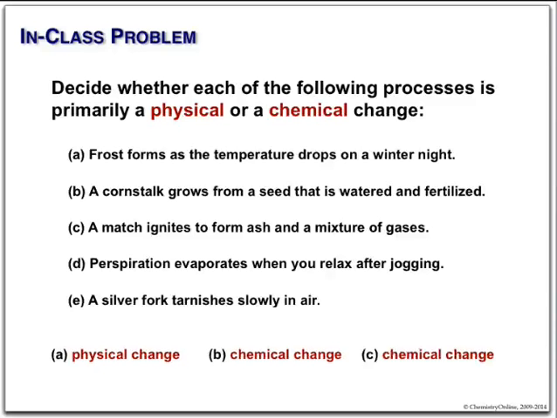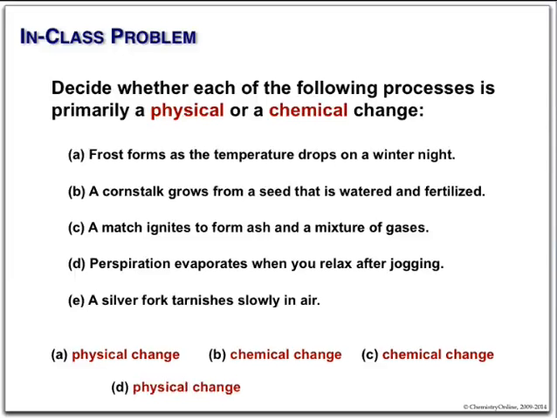All right, the next one, you sweat. But when you dry off, what happens? It goes from water in the liquid phase to water in the gas phase. Still water, still physical.